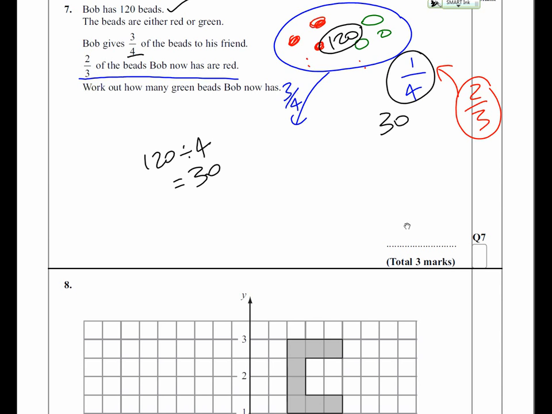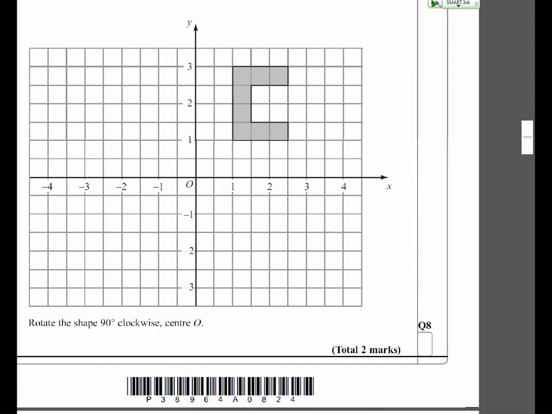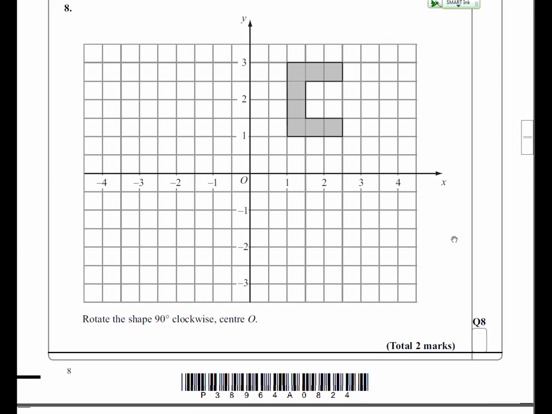And then 2/3 of the beads he has are red, so you want 2/3 of 30. So divide by 3, that's what this bottom line is, the division line, and times by 2. 30 divided by 3 is 10, times by 2 is 20. Nice. Okay, clear ink. Question 8.